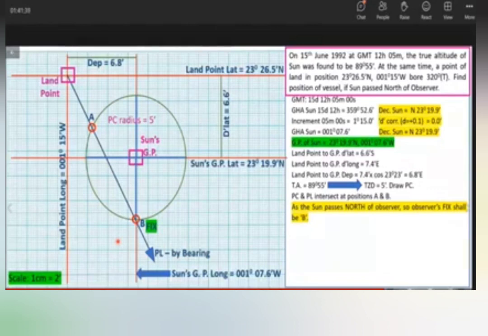अगर आपका GHA 180 से छोटा हो तो लॉन्जिट्यूड वेस्ट होता है, और अगर आपका GHA 180 से बड़ा हो तो लॉन्जिट्यूड ईस्ट होता है. ओके, 180 से छोटा हो तो ईस्ट होता है. नो बेटा, 180 से छोटा हो तो वेस्ट होता है, because GHA is a westerly measurement. Westerly measurement, yes sir. और अगर 180 से बड़ा हो जाए तो लॉन्जिट्यूड ईस्ट हो जाएगा, and it will be 360 minus GHA.